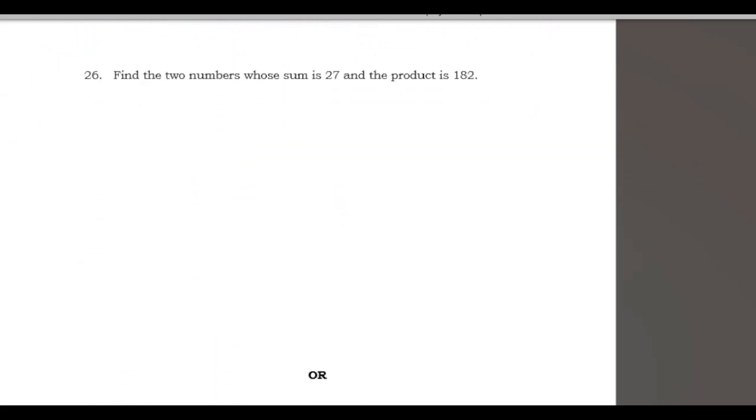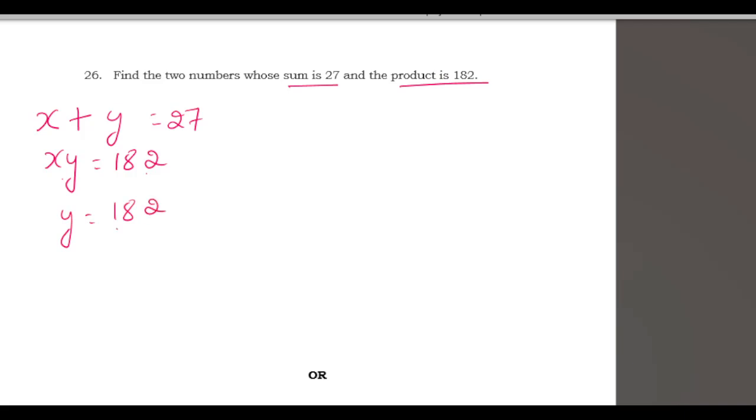Let's move on to another question: find the two numbers whose sum is 27. Imagine one number as x and the other number as y. The sum they're saying, so write the plus, that is 27. The other condition is the product is 182. So product means x into y is equal to 182. Send x to the right side, so y is equal to 182 by x.